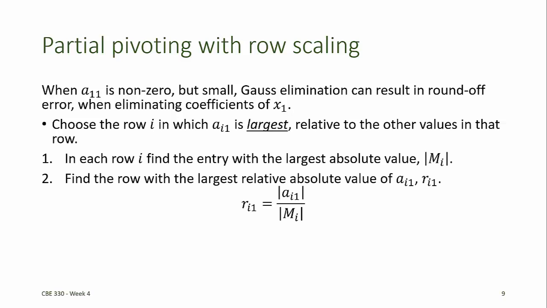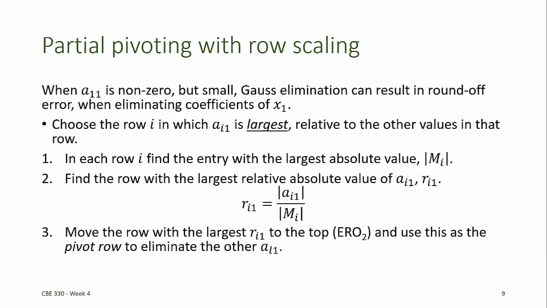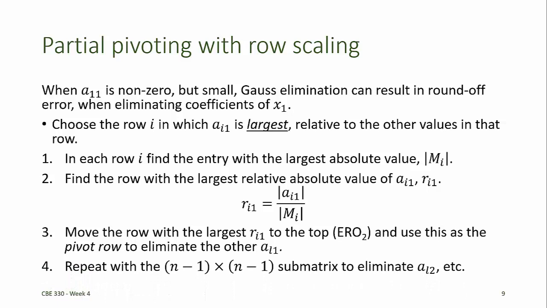To implement partial pivoting with row scaling, we choose the row i in which a_i1 is the largest relative to the other values in that row. And then we move that row that has the largest relative value of the first element to the top using elementary row operation 2, and we use this as the pivot row to eliminate all of the other elements in the first column of the augmented matrix. After performing the eliminations in the first column, we repeat the row scaling to eliminate all of the elements below the diagonal in the second column, all of the elements below the diagonal in the third column, etc.